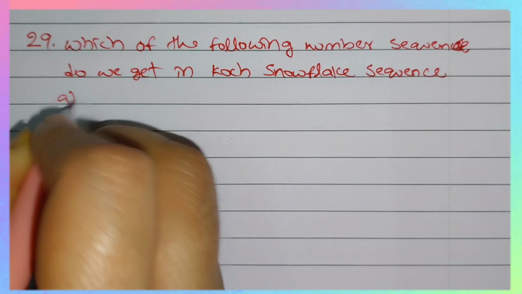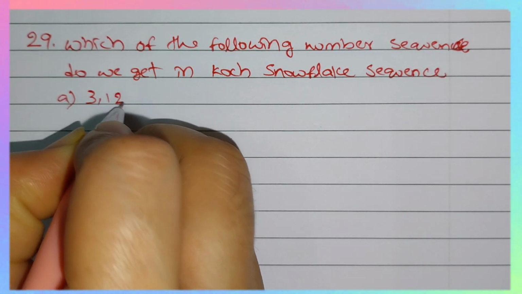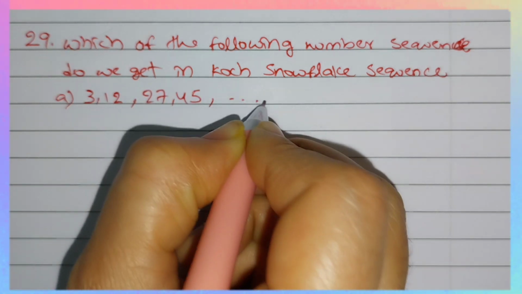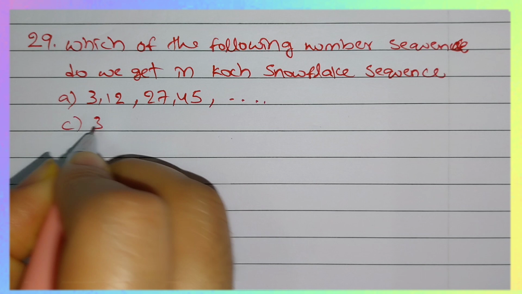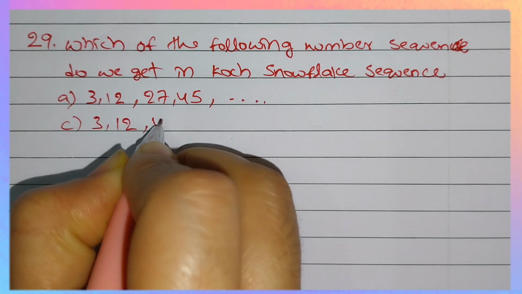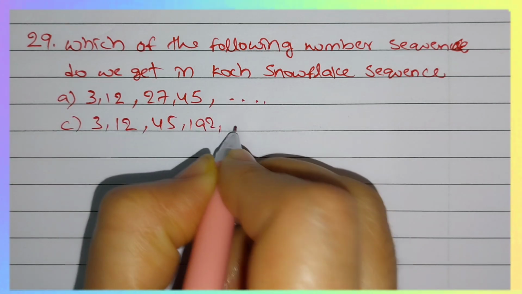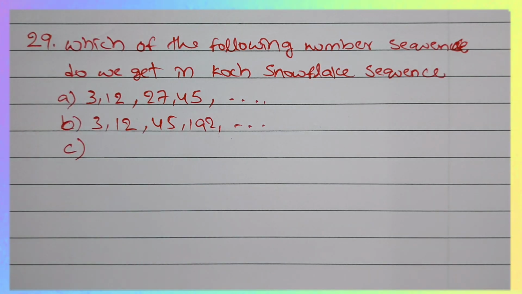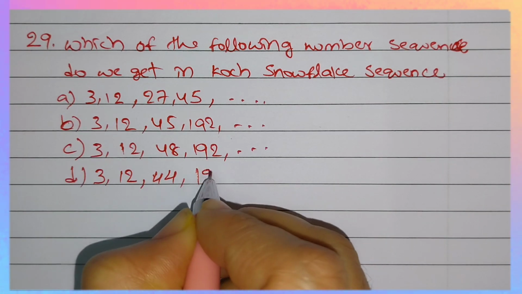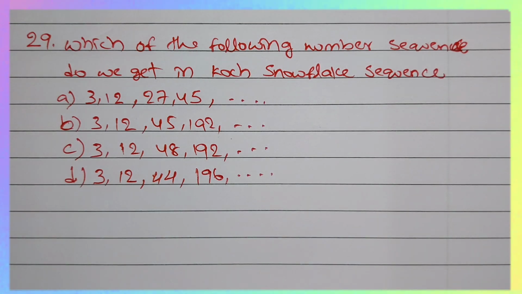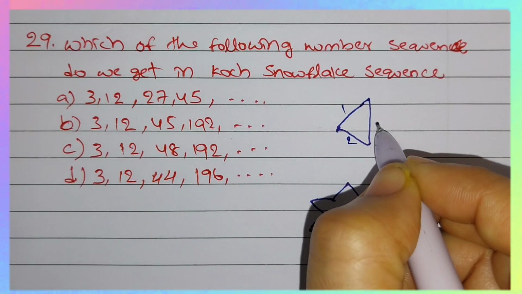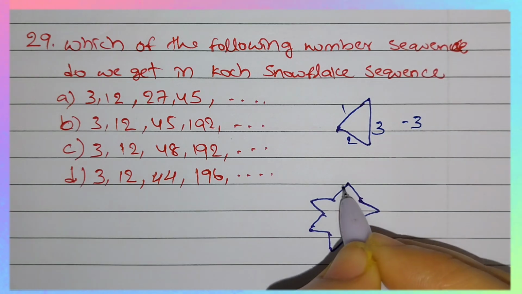29th question is which of the following number sequence do we get in Koch snowflake sequence? The options are A 3, 12, 27, 45 and so on. Next B 3, 12, 45, 192 and so on. C 3, 12, 48, 192 and so on. D 3, 12, 44, 196 and so on.